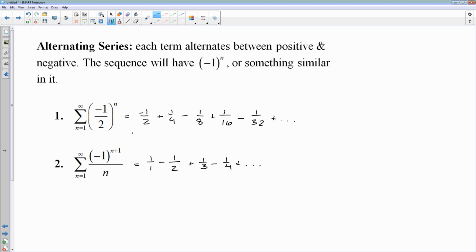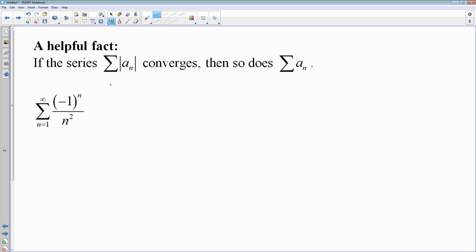And determining whether an alternating series converges is pretty easy. The first way you could determine it is this little helpful fact. I don't know if it has a name, but if the absolute value of your series converges, then so does the original series. So a series like this, I would compare it to the absolute value series.